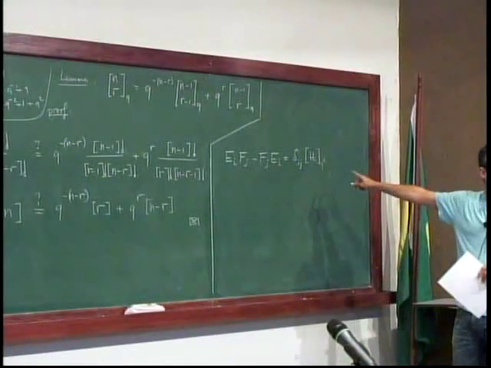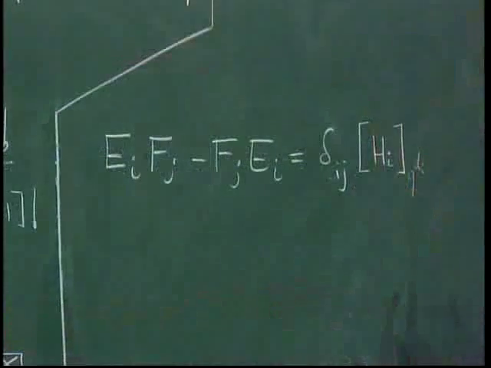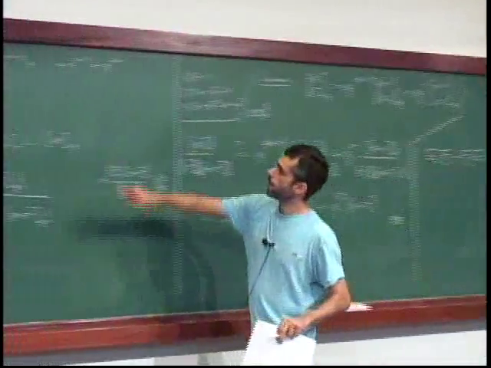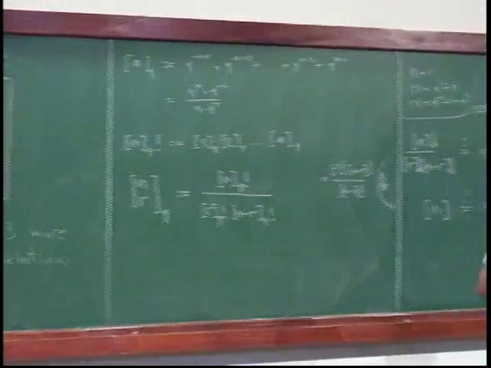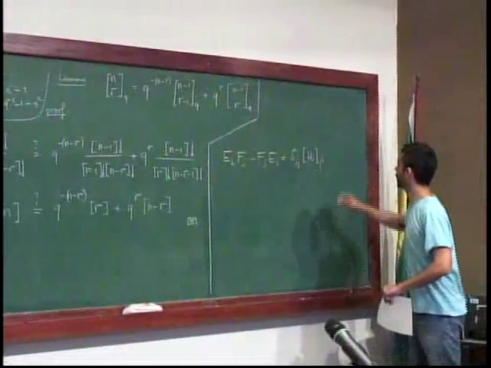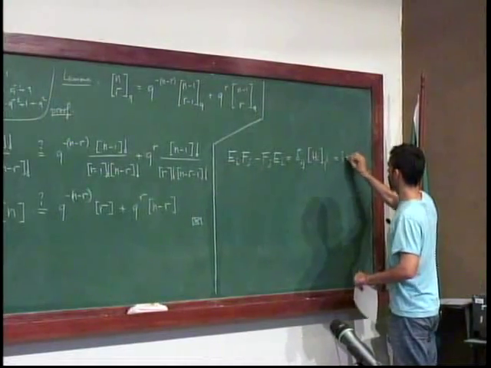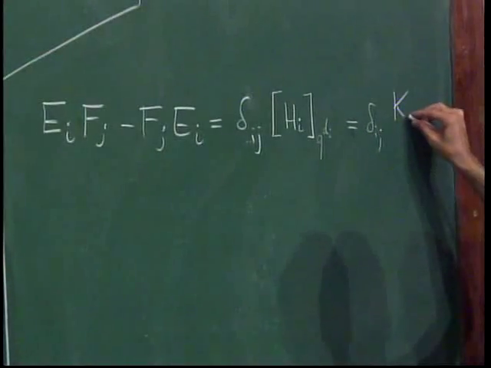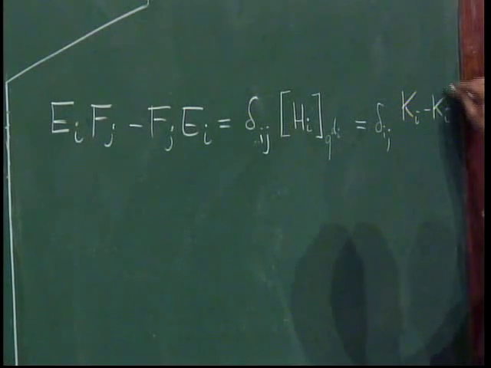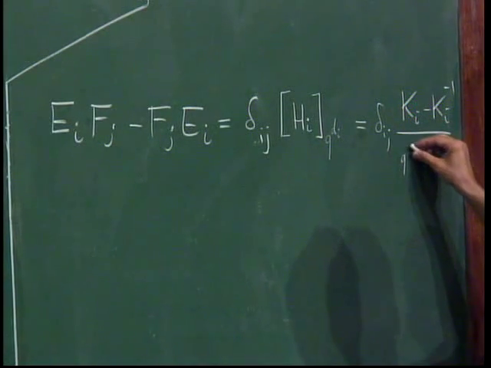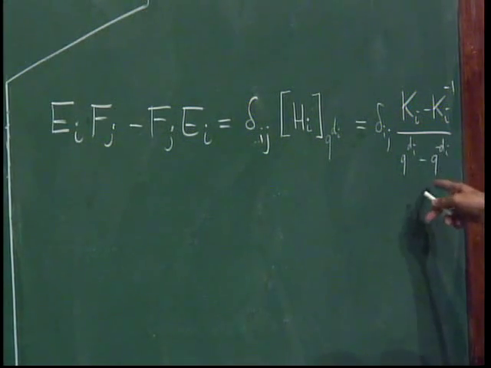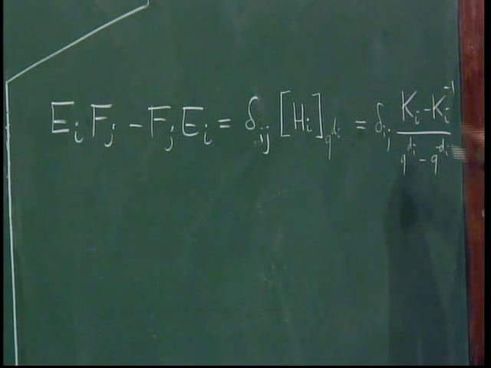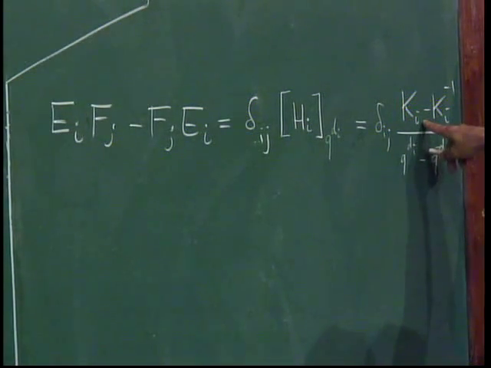So what do I mean by that? H is a function on the weight lattice lambda, and I apply this definition just pointwise to all the entries of the function. It turns out that if you do that, you end up with delta_ij (k_i minus k_i inverse) divided by (q to the d_i minus q to the minus d_i). So you end up with an expression that is algebraic in terms of the k_i's.